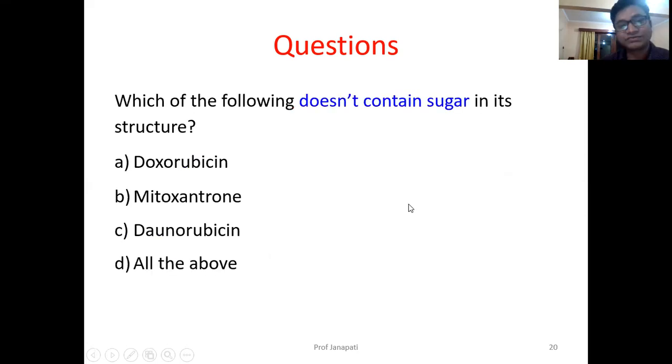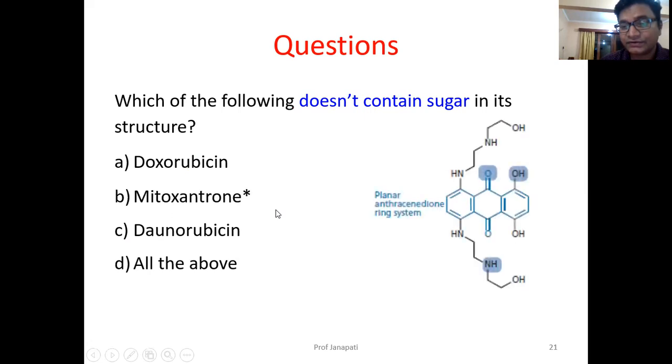Then one more last question, I guess. Which of the following drugs does not contain a sugar molecule? Doxorubicin, mitoxantrone, daunorubicin, all the above. In all these drugs there is a sugar molecule except mitoxantrone. You can see the structure. There is no sugar molecule. Only B, C, D rings are present.